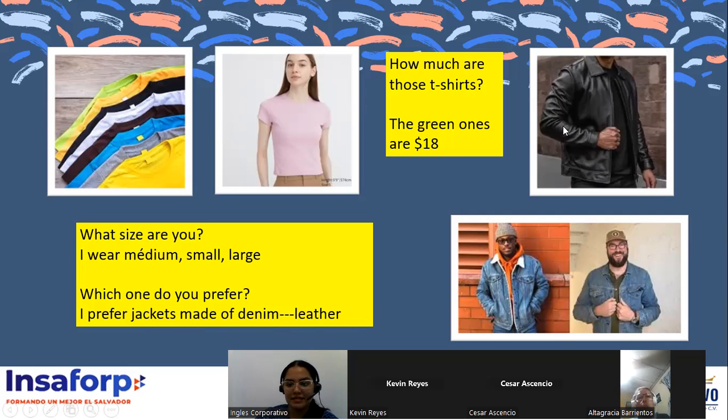Y esa es la diferencia. De cuero, o sea, el material es lo que la diferencia. Okay, so for example, si nos están preguntando cuál preferimos, obviamente que vamos a responder con I prefer jackets made of denim, for example, or jackets made of leather. Okay. Perfect.